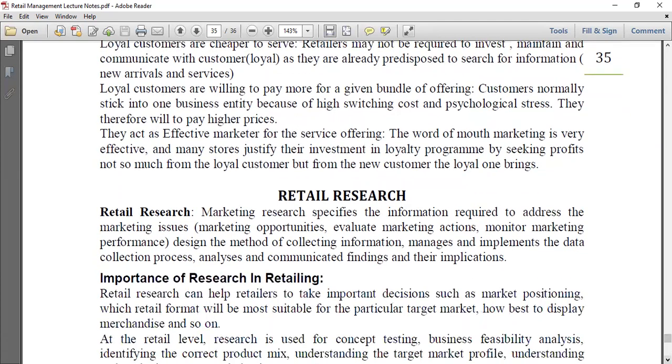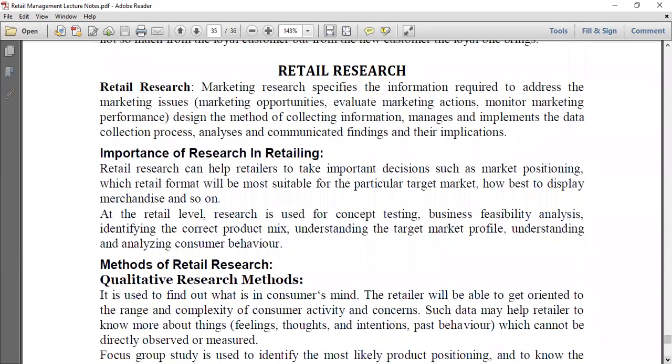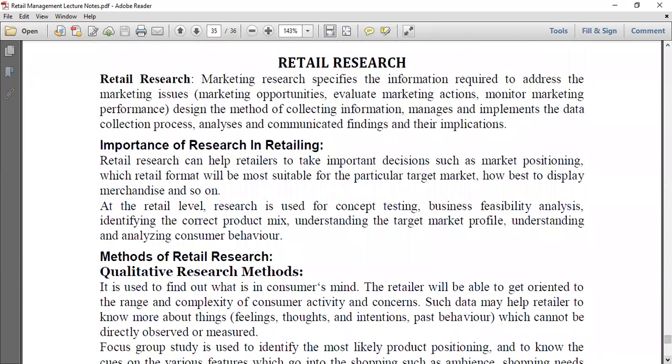Now let's come to the next topic, called retail research. Retail research or marketing research specifies the information required to address marketing issues and marketing opportunities, evaluating marketing actions, monitoring marketing performance, designing the method of collecting data, and managing and implementing the data collection process. All these things come under retail research.